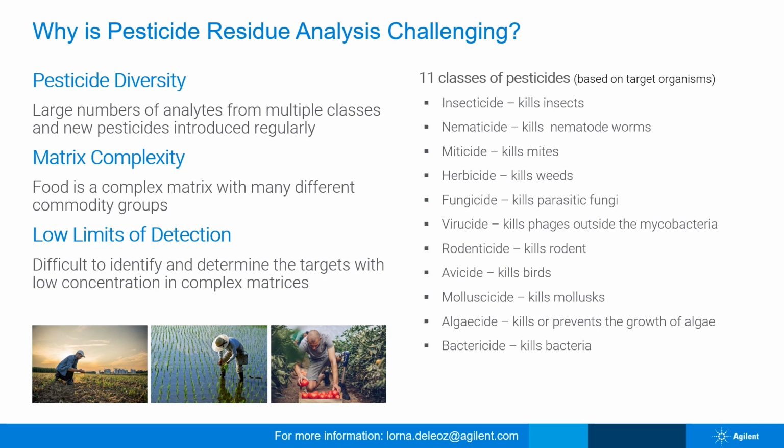All these hundreds of compounds must be analyzed in food, which itself is a complex matrix, but there are also many different commodity groups from fruits and vegetables to herbs and spices. And last, all of these pesticides have to be identified and quantified in low concentrations to fulfill legal requirements.